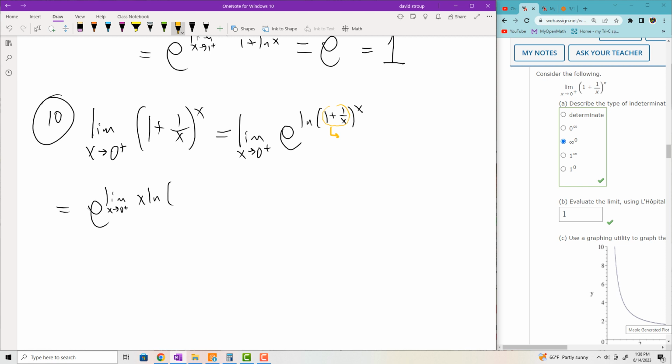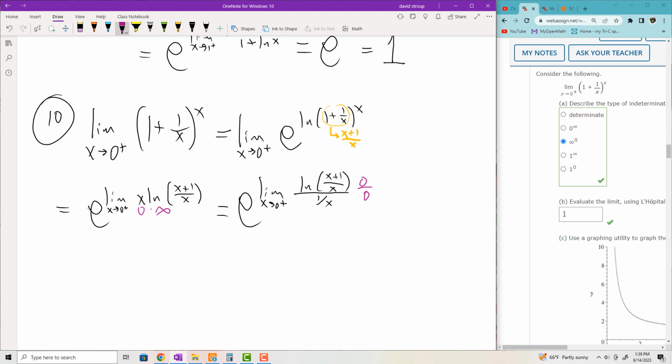So this would be e to the limit as x goes to 0 from the right of x ln of, and what I did to make life a little bit easier was to rewrite this as a single fraction with a common denominator, right? So in the first guy, you can turn that into x over x, and it would be x plus 1 all over x. So I could rewrite it as x plus 1 all over x, and then the form of this guy is going to be 0 times infinity. So here I'm going to rewrite it as e to the limit as x goes to 0 from the right of the ln of x plus 1 all over x divided by 1 over x. Okay, and at this point it's 0 over 0.